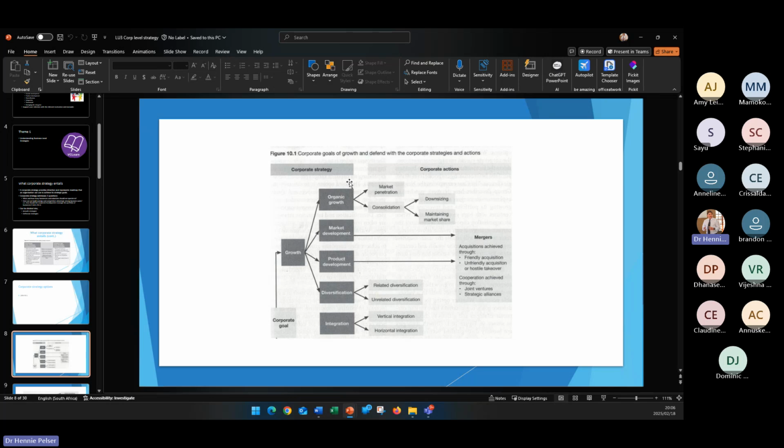Market penetration, or let's start with organic growth. Market penetration is about staying with existing products, but somehow through processes of advertising, trying to reach additional customers. So often market penetration has to do with unsaturated markets.